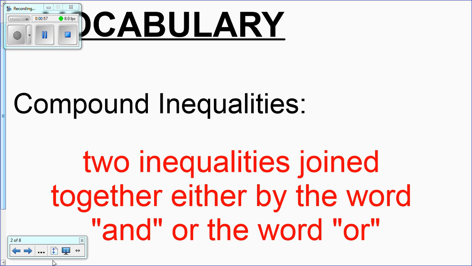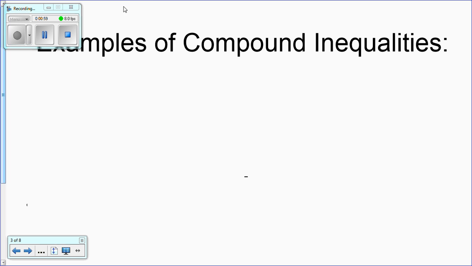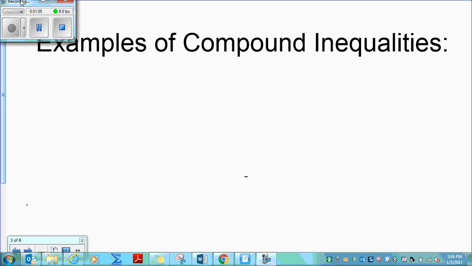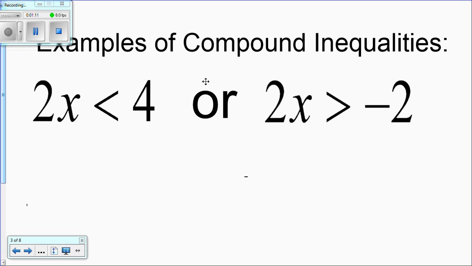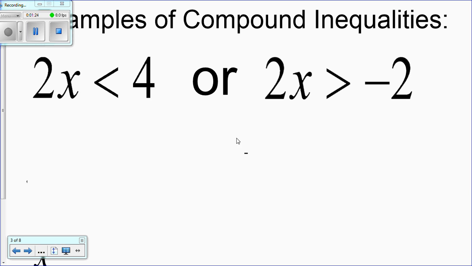But let's go ahead and try an example. Here's what they look like just before we even try a real example. I'm putting the recording on the screen just so I'm aware of the time. So here are some examples. You might get a problem like this where it says 2x is less than 4 or 2x is greater than negative 2. To do this, you're still going to solve these inequalities the exact same way. So that's one example.